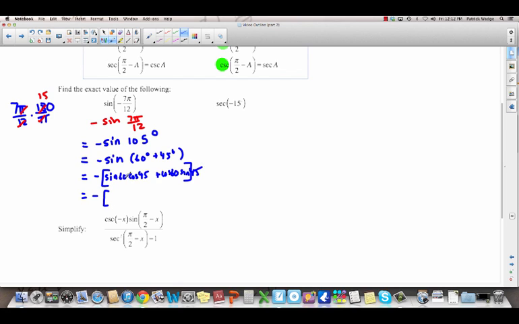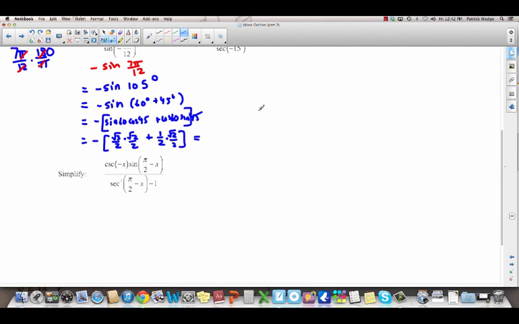Now, we know some of these. Sine 60, we know it's root 3 over 2. Cos 45 is root 2 over 2. Plus, there's a plus sign. Cos 60 is 1/2. Sine 45 is root 2 over 2. So that equals negative root 3 times root 2 is root 6. 2 times 2 is 4. Plus 1 times root 2 is root 2. 2 times 2 is 4.